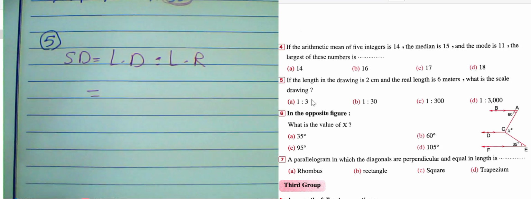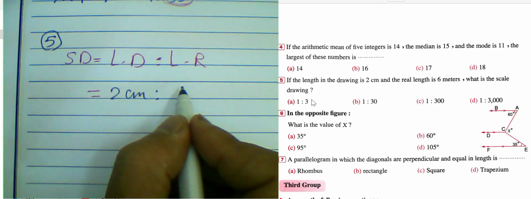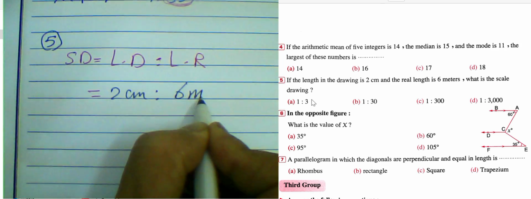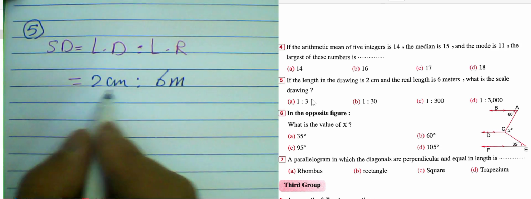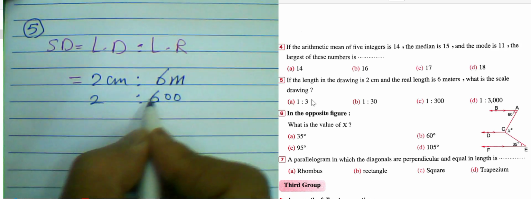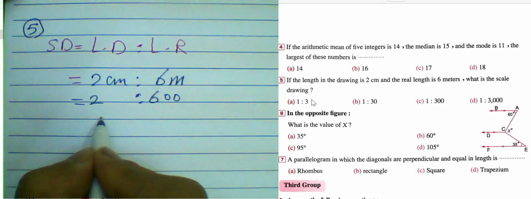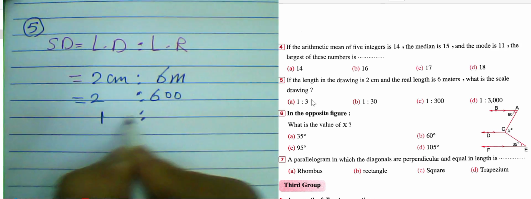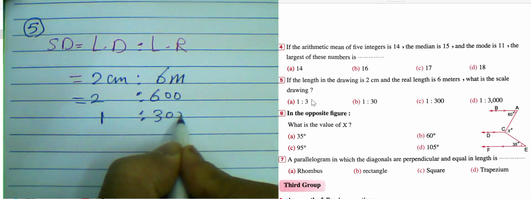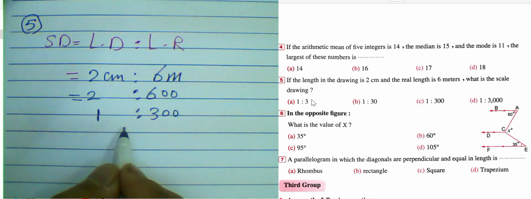Length in drawing was 2 centimeter and length in the reality they give us 6 meter. We must convert from meter to centimeter, multiply by 100. So the result will be 2 to 600. We can divide it by 2. 2 divided by 2, 1. 600 divided by 2 equals 300. Then the result will be 1 to 300. Choose letter C.